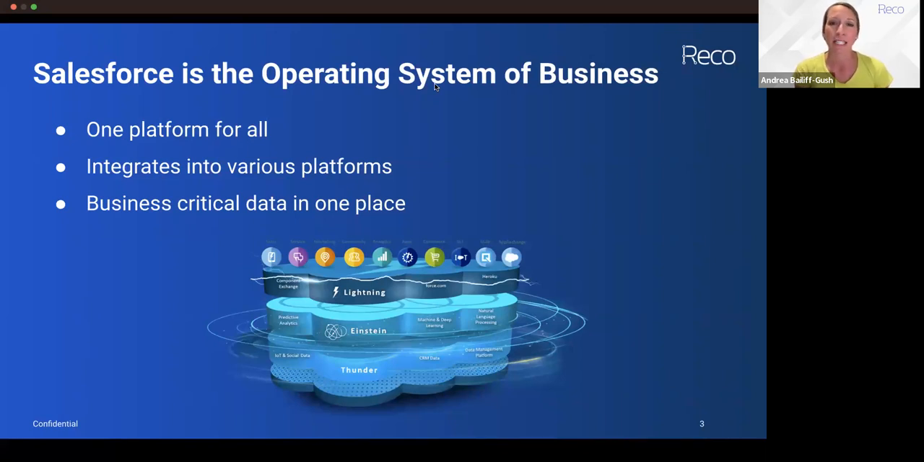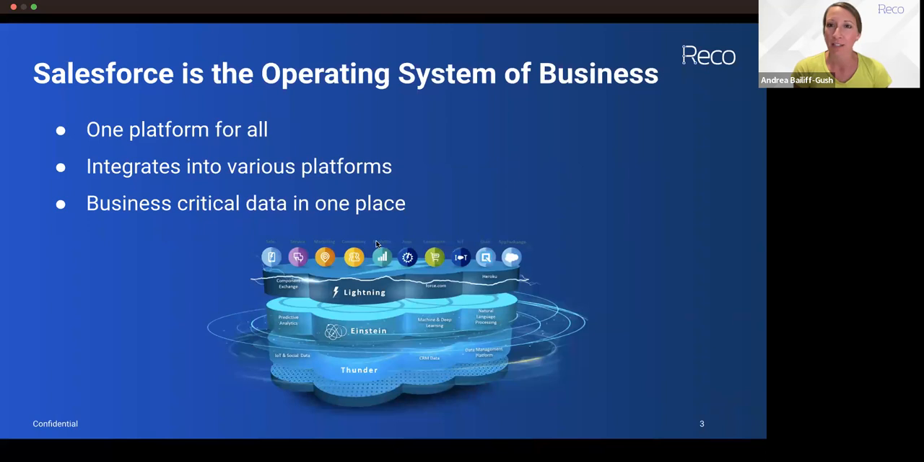So again, Salesforce is the OS of business. It's one platform for all, and it really is used by enterprises to unite departments. You could be on the marketing team, the sales team, the customer success team, the IT team, and you're probably all using Salesforce. And the reason why is it really offers this 360 degree view of your customers.